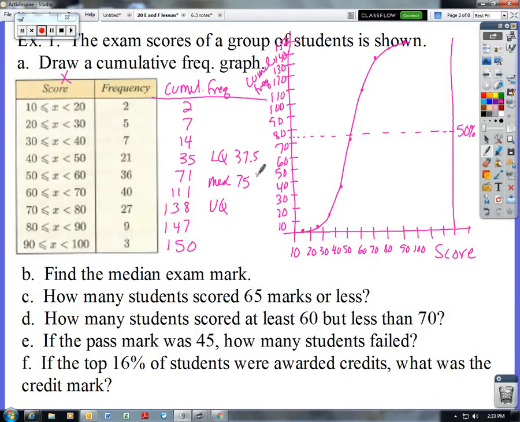So the 37.5, that data value. These aren't the actual lower quartile or median. They're like the item number. These are kind of like the item numbers. The 37.5th data piece will be the lower quartile. That's the 25th percentile.